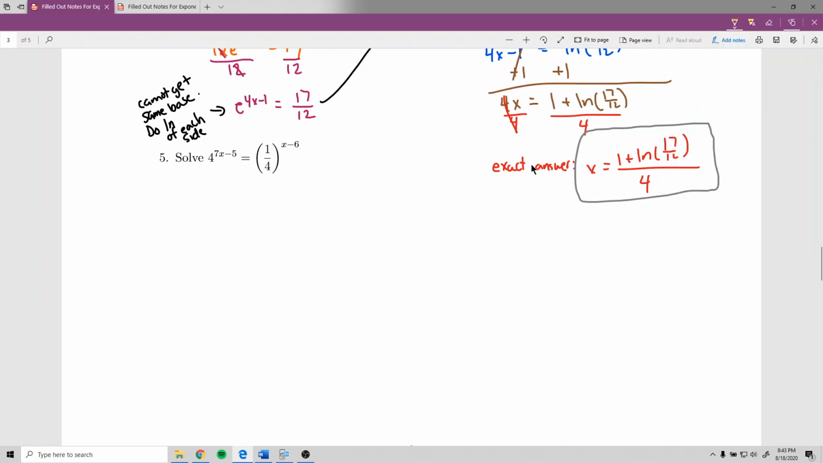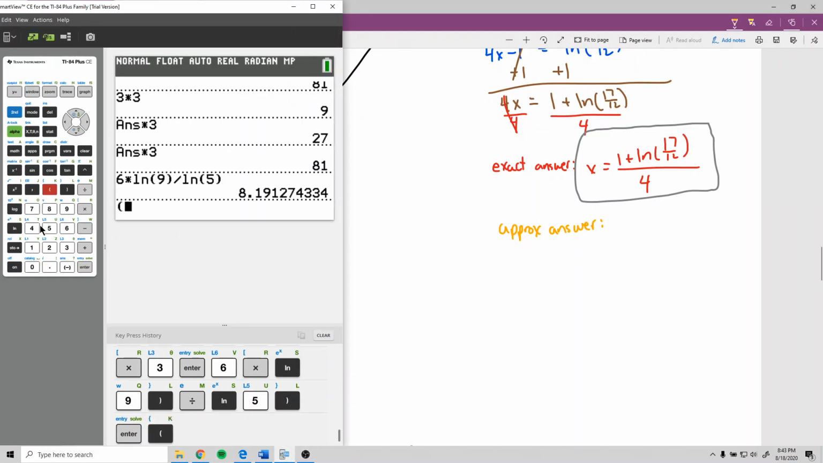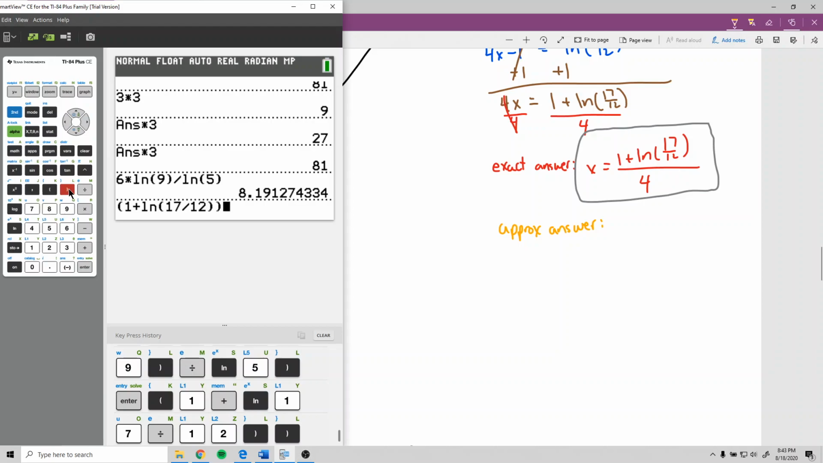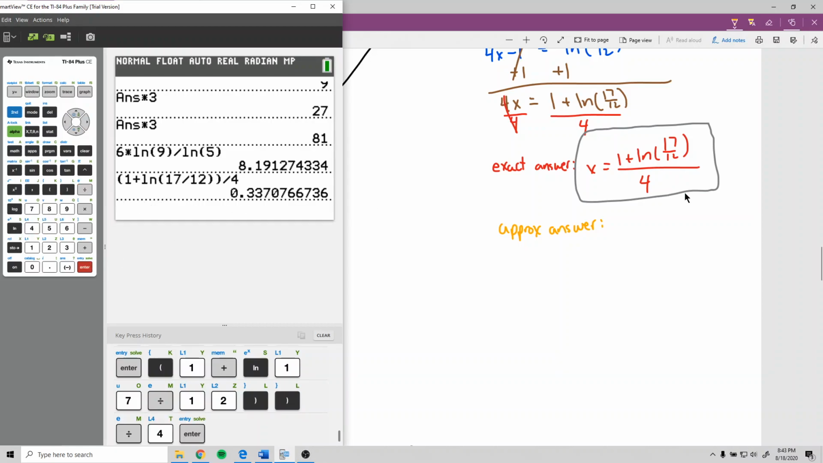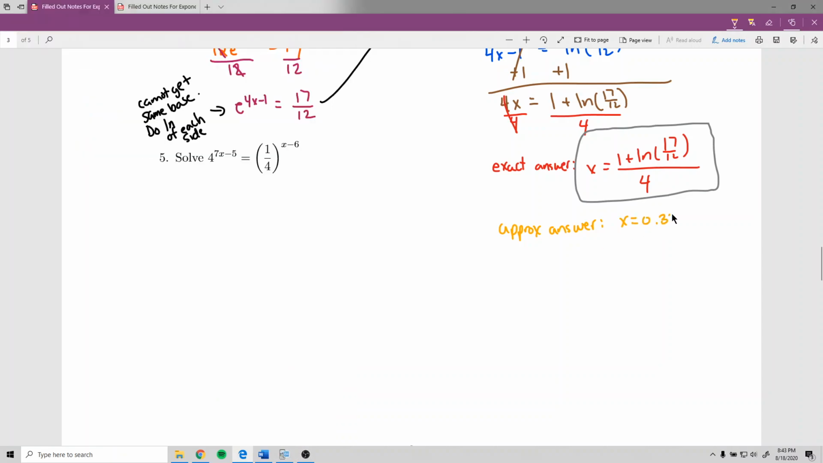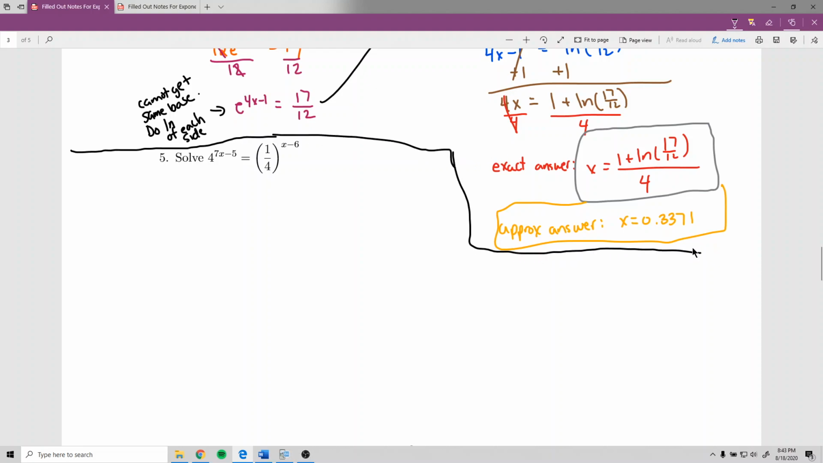And if you want the approximate answer, we type that in our calculator and round it. All right, so our numerator is 1 plus ln of 17 divided by 12. Close that off, so that's our numerator, and then we divide it by 4, and we get 0.3371 as our approximate answer. And once again, some of the homework questions ask for both, some ask for just one. You just figure out which one it wants and go from there.